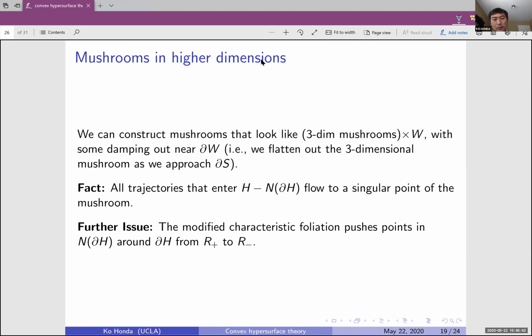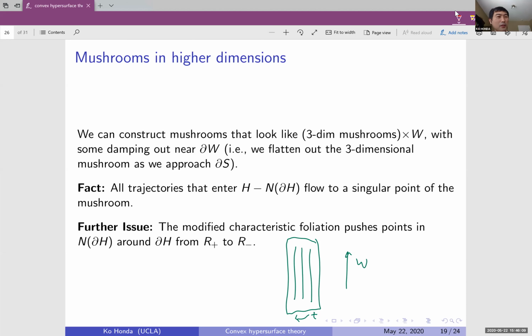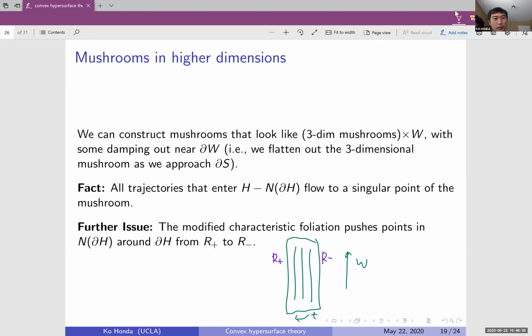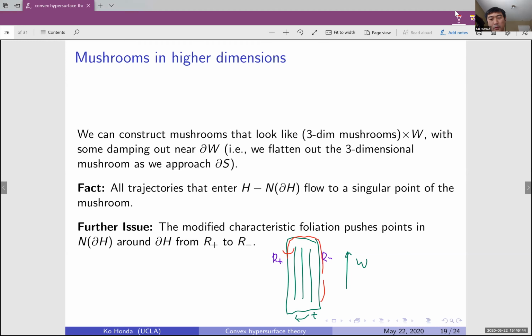Okay. So the schematic of what happens to dynamics is the following. Let's suppose this direction is W, this direction is T. Suppose I have some sort of flow that's trying to go through. Then anything that goes into the interior of this region gets trapped. Let's say this is R minus and this side is R plus. So this is also convex. The boundary is a convex hypersurface. And what's happening to the flow is that everything that goes in the interior gets trapped. Everything else actually follows the flow of this characteristic foliation and goes around the boundary.